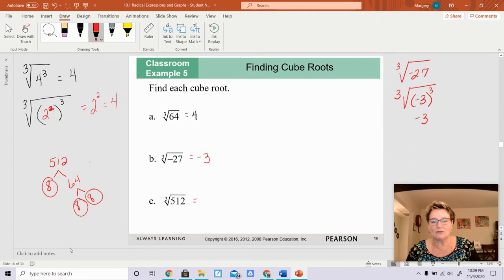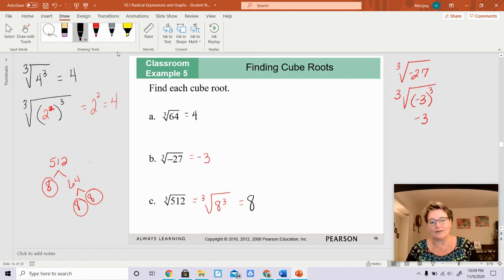So I could actually write this as the cube root of 8 cubed. Whoops, I'm so sorry, I need to do that one. The cube root of 8 cubed is just 8. So the cube root of 512 is just 8.